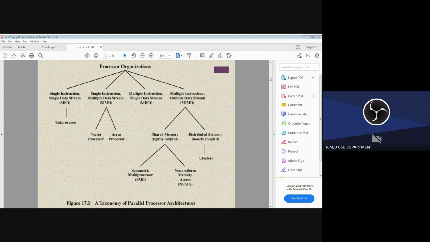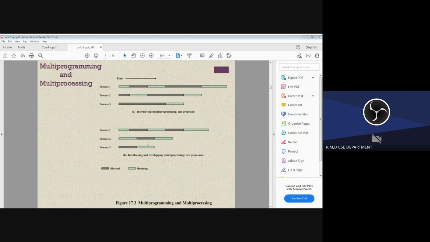Shared memory is otherwise called a tightly coupled processor, and distributed memory is called a loosely coupled processor. In the tightly coupled, we discuss symmetric multiprocessors and non-uniform memory access. Whereas in the distributed or loosely coupled, we discuss the concept of clusters. This is called the taxonomy of parallel processor architecture. Flynn is the author who derived this system. That's why it is called Flynn's classification.